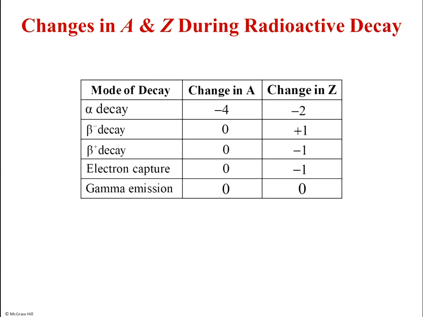This table summarizes the various changes in A and Z for our various modes of decay: alpha, beta, positron, electron capture, and gamma emission. These will all play an important role as we think about the various transformations that nuclei will undergo.